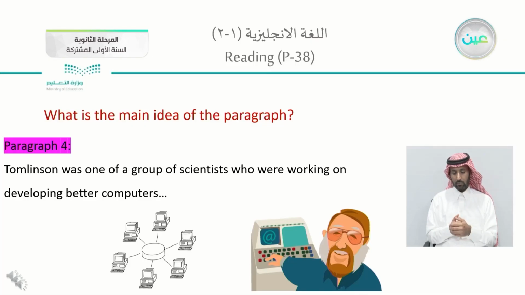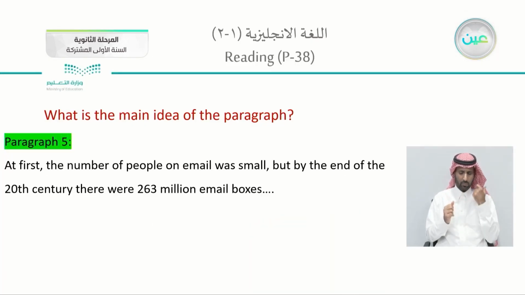The last paragraph, number 5. What is the main idea of this paragraph? Let's listen together. At first, the number of people on email was small, but by the end of the 20th century, there were 263 million email boxes. In the 21st century, that figure has grown to over 4 billion, and the functions of email services in the future will become more and more diversified. And text messaging on cell phones is also increasing, so people can, in effect, be in constant touch with people who are long distances away.